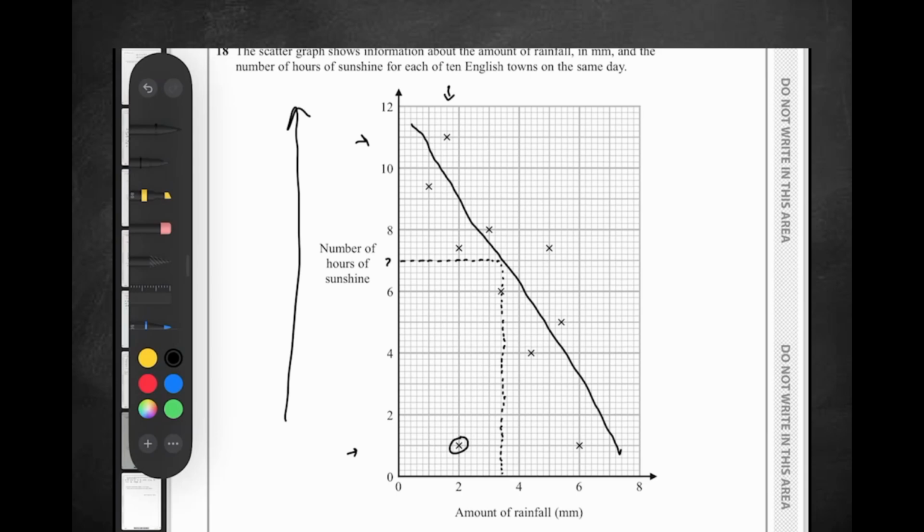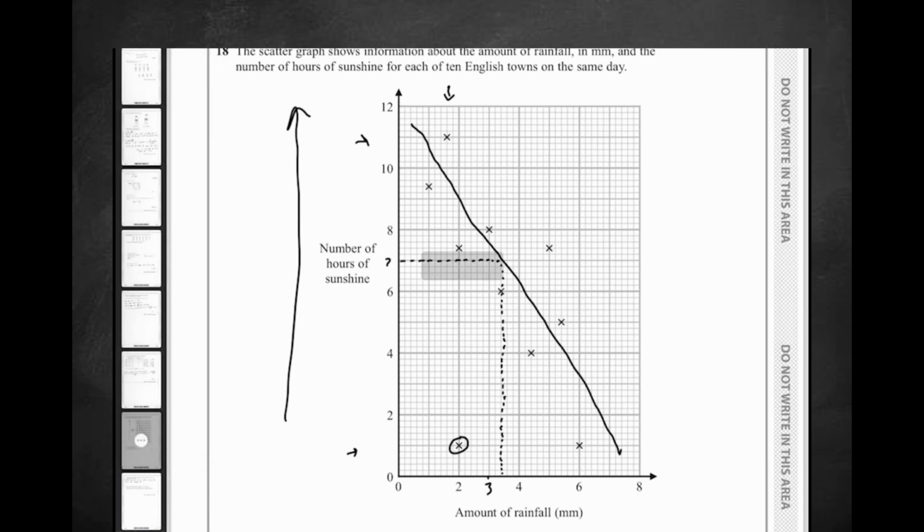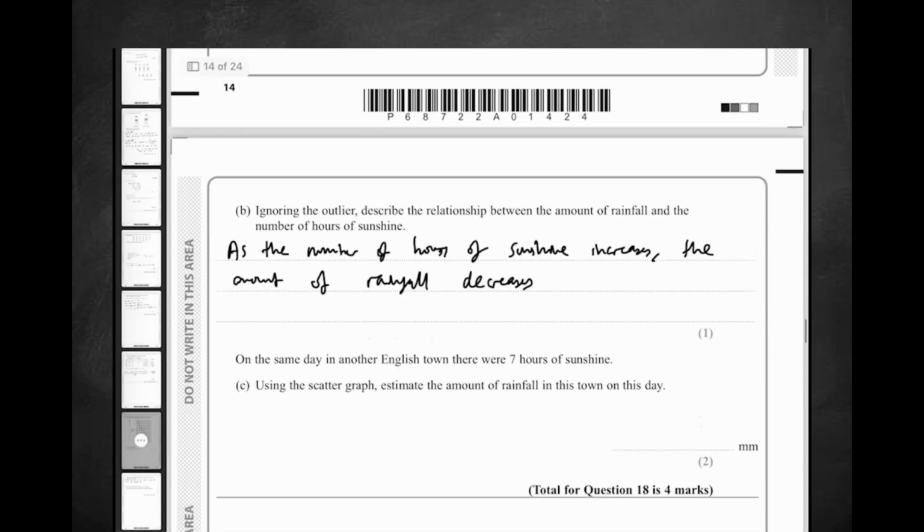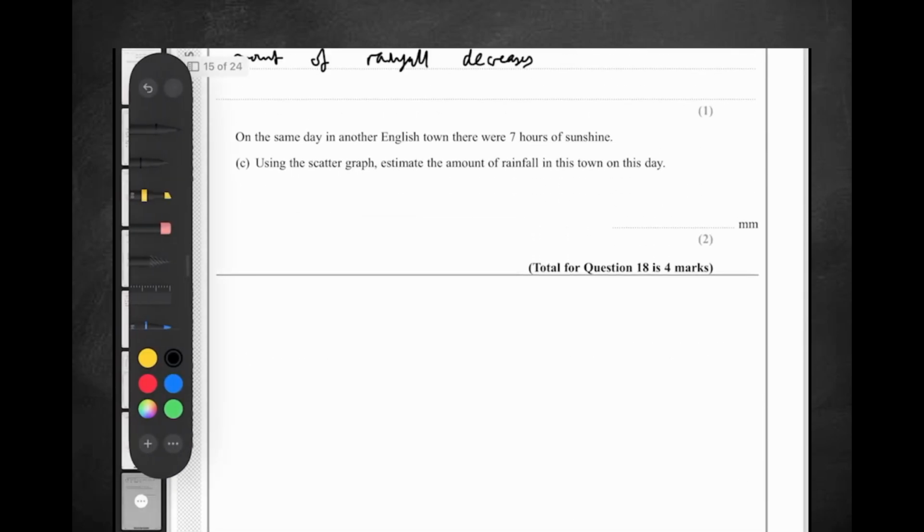Each square is going to be 0.2, so that's going to be 3 there, so that is going to be 3.4. We're going to go for 3.4 in millimeters.